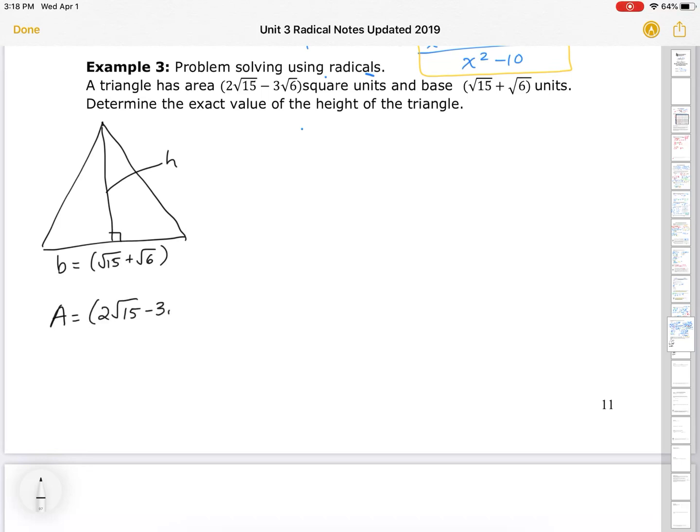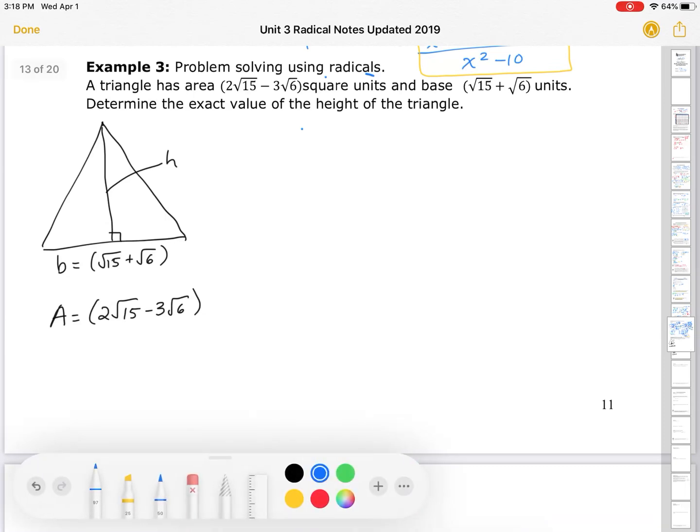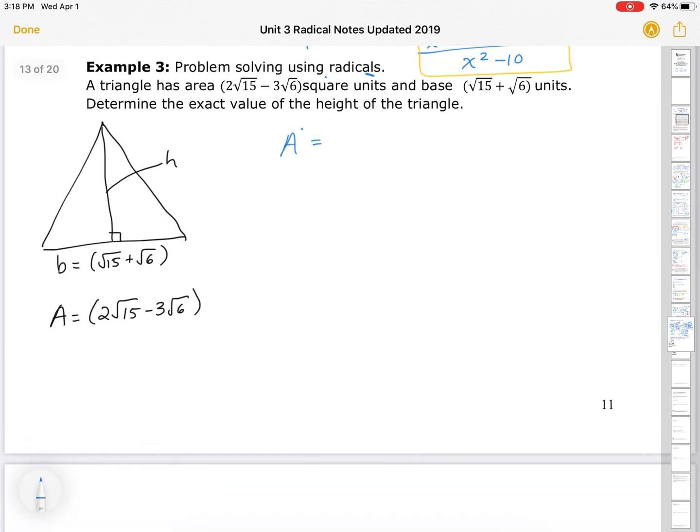We also know that the area is equal to 2 root 15 minus 3 root 6. And it wants to know the exact value of the height of the triangle. So let's remember our area of a triangle formula. Area is equal to base times height over 2. If we are now looking for height, let's rearrange to figure that out.